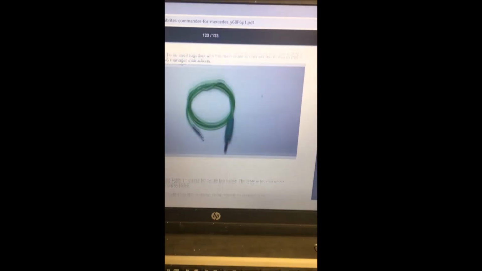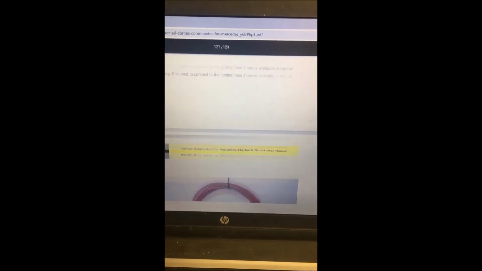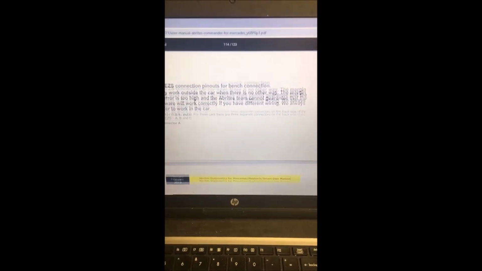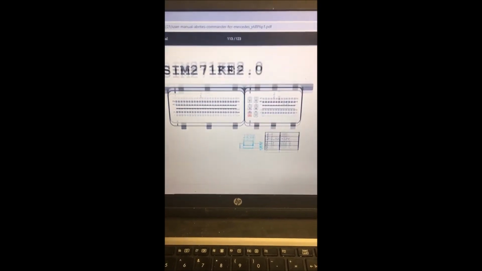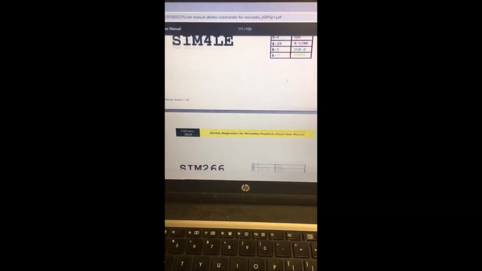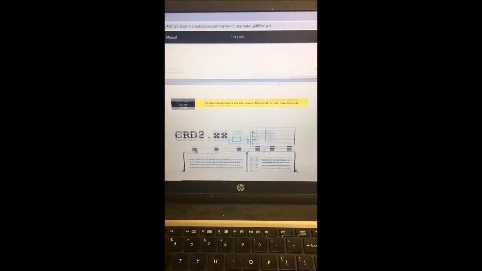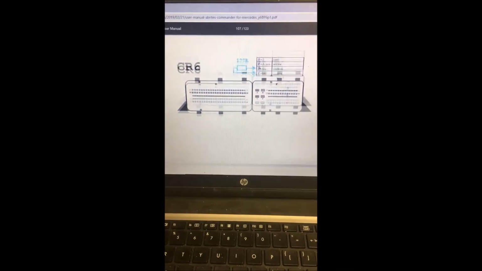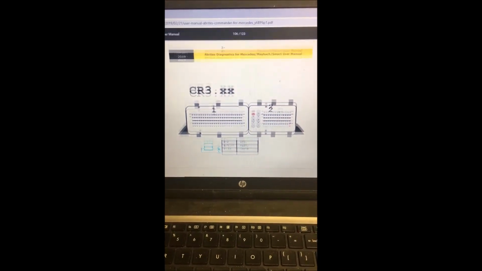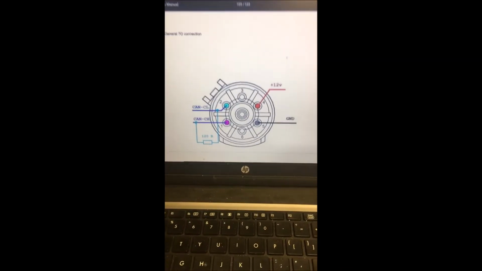But somehow I hit a button and ended up jumping down about 50 pages. So, and this is the Abritus manual, so this isn't some secret stuff. This is actually in the manual for Abritus. And we're getting there. We're getting there. Oh, there it is right there.